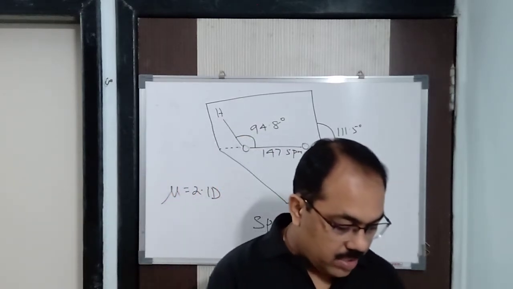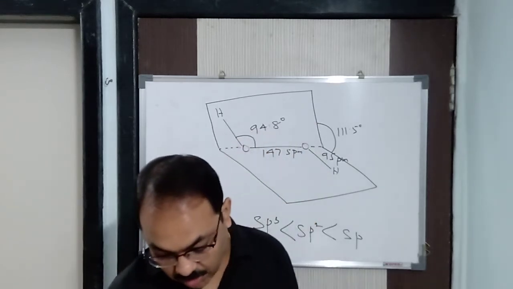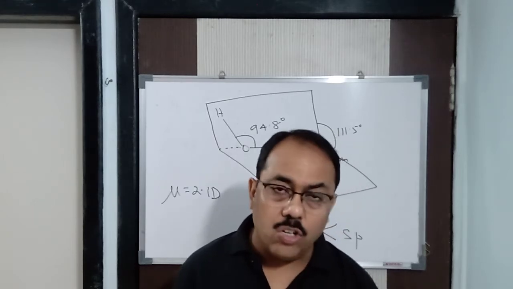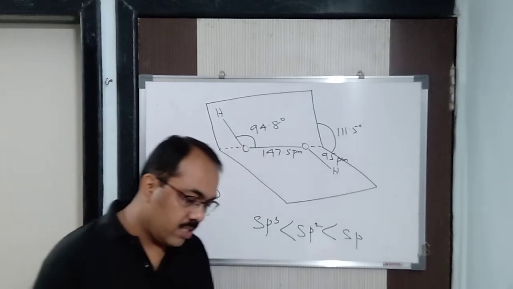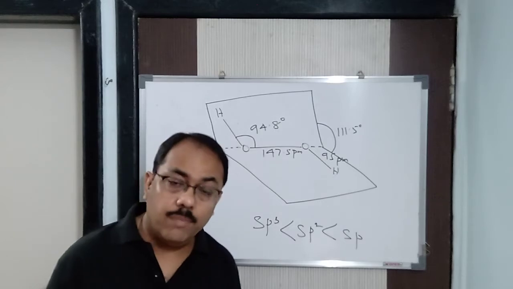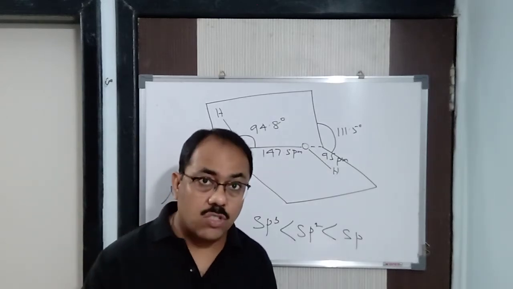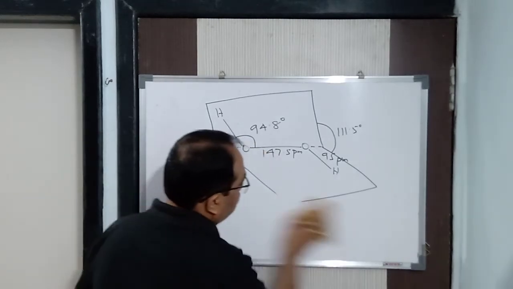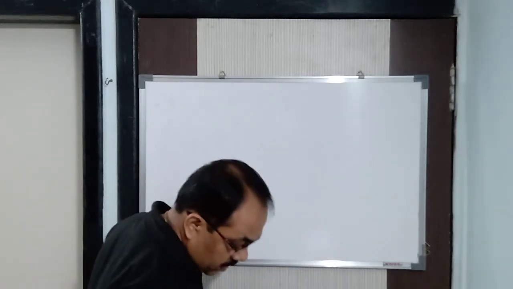Clear? Now, next we'll come to isoelectronic species. Isoelectronic species have the same number of electrons. Not only that, remember, they also have the same shape and the same bond order. Let me give an example. For example, let us take the CO2 molecule and the azide ion, that is N3 minus.